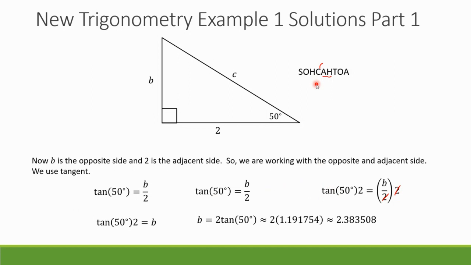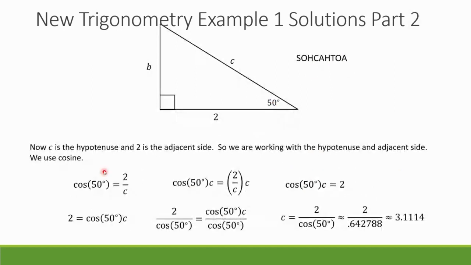So for cosine, we get cosine of 50 degrees equal to adjacent, which is 2, divided by hypotenuse, C. That's what we have here. And the hard part is done. Once you have the equation, you're just basically going to use basic algebra and your calculator, I guess, for the trig part.